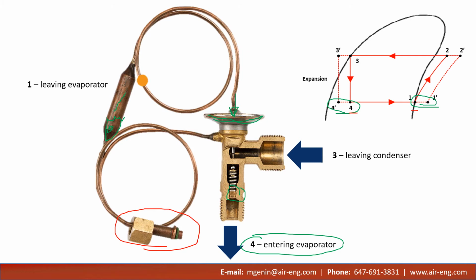So this equalizer line is connected to point 1, and it measures the actual pressure at point 1 leaving the evaporator where we're trying to achieve the superheat. So that exposes the bottom of the diaphragm to the actual pressure leaving the evaporator to compensate for any pressure drop through the evaporator.